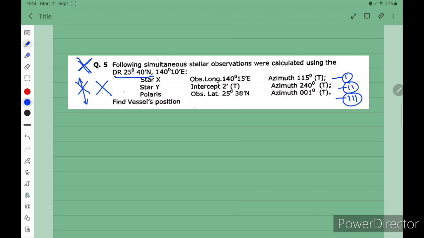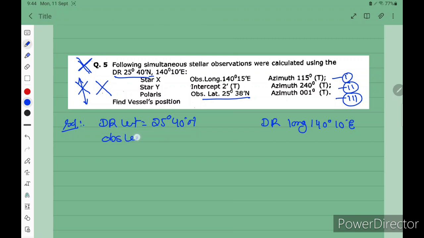Now first of all, to solve this question, we have DR latitude 25 degrees 40 north, and DR longitude 140 degrees 10 minutes east. Observed latitude in the question is 25 degrees 38 north. Same name, so subtract. We get d-lat equal to 00 degrees 02.0 north. We calculate the mean latitude; both the same name, so add and divide by 2. So we get 25 degrees 39 minutes.